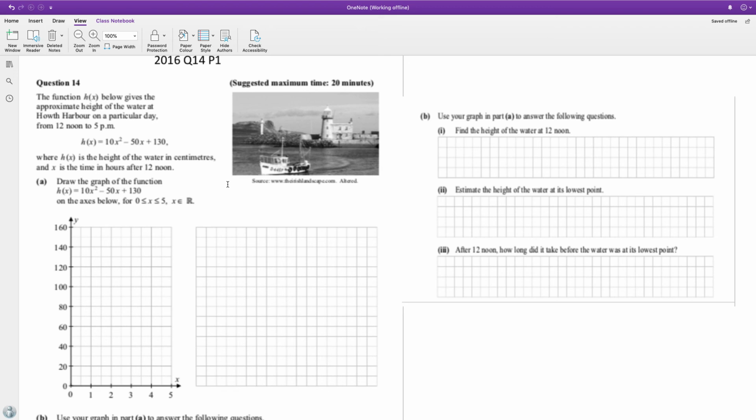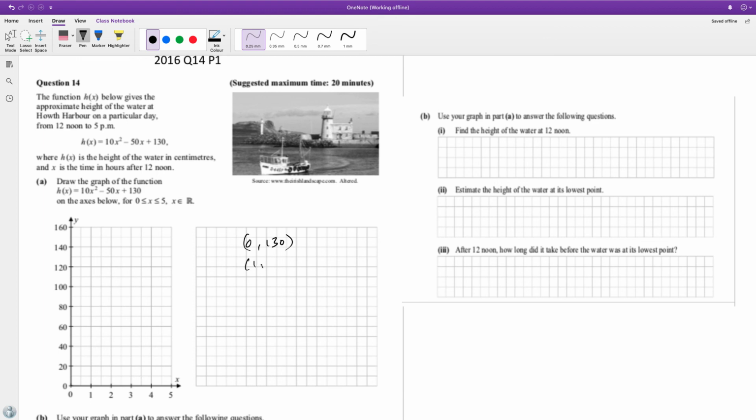Right, guys, let's have a little look at it. So, first of all, let's get down our points. Our points are 0, 130, then 190, then 270, then 370, 490, and then 130.